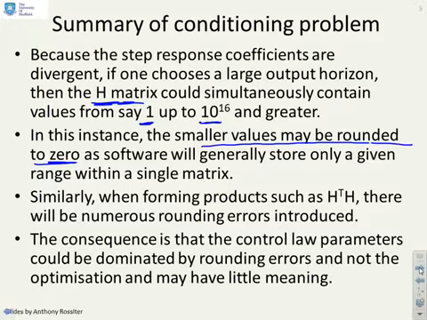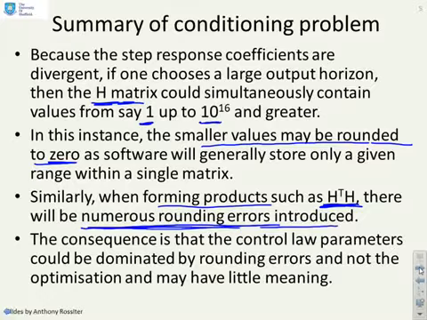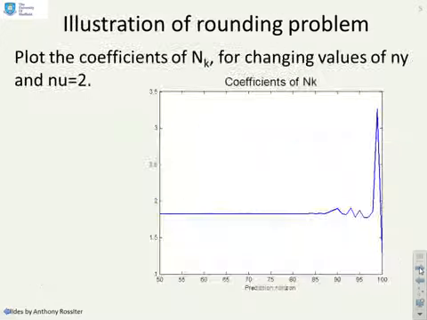Now, this problem will also be made worse when you form products such as H transposed H. And so you're going to get a lot of rounding errors. And the consequence is that the control law parameters could be dominated by rounding errors and not the optimization, and so the optimization you've done may disappear in a mismatch of rounding errors and numerical ill conditioning.